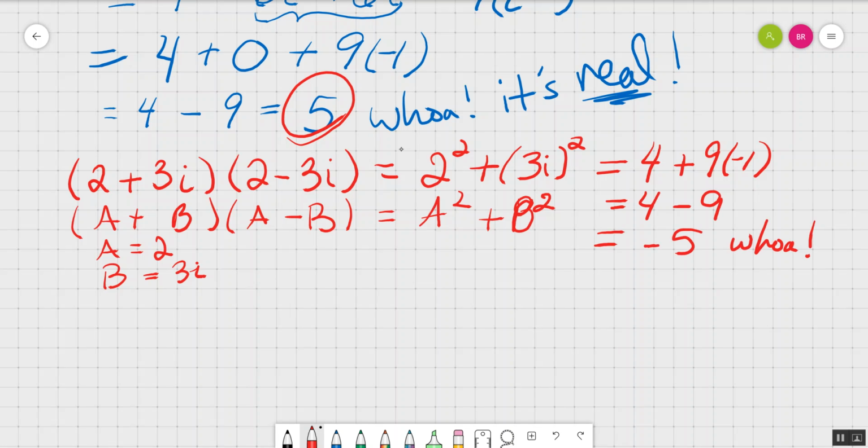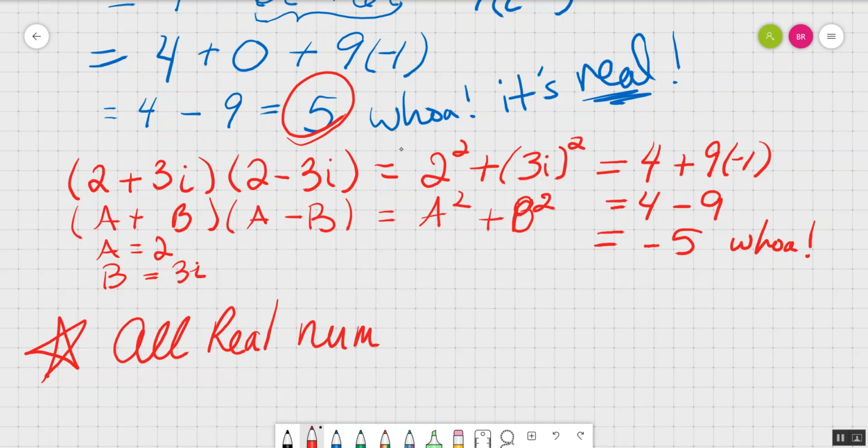Wow. Okay, so I want you to recognize this because we're going to see that you can take complex numbers and combine them in ways that will end up being real numbers. So there's one thing I want you to note from this: all real numbers can be written as complex.